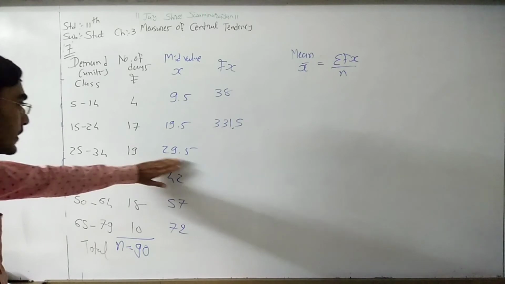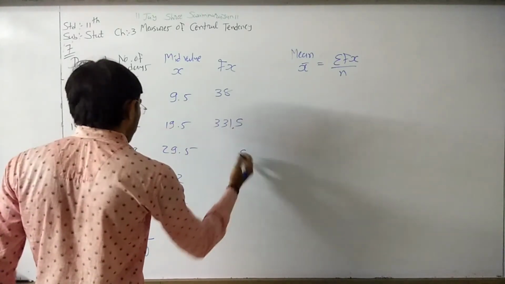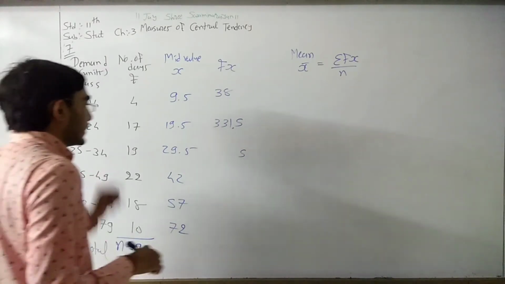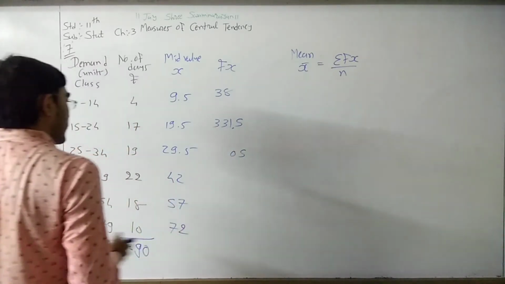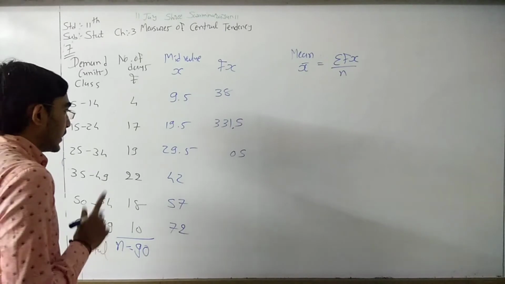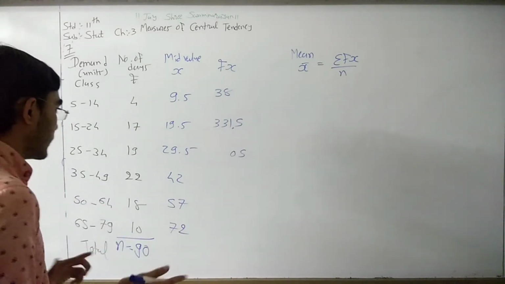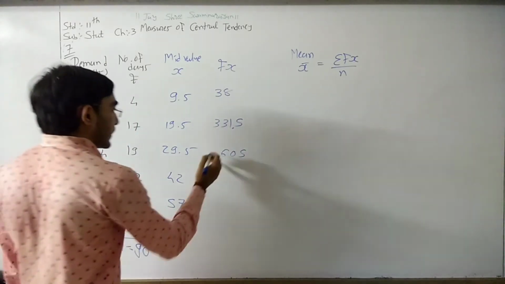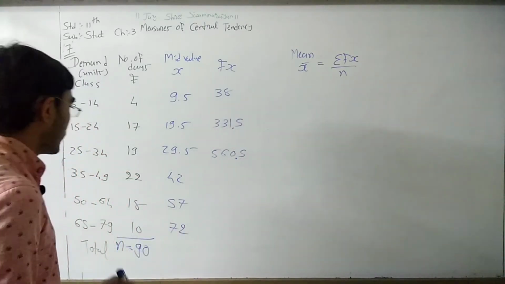After that, 29.5 into 19. 9 5s are 45. Remainder 4, 5 ones are 5 plus 4, 9. 9 9s are 81 plus 9, 90. So 9 remainder again. Now 9 ones are 9 plus 9, 18. 18 plus 18, 36. 3 remainder. 2 ones are 2 plus 3, 5. So 560 divided by 0.5.